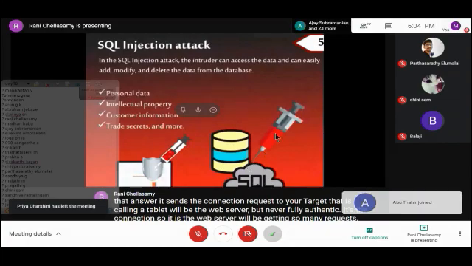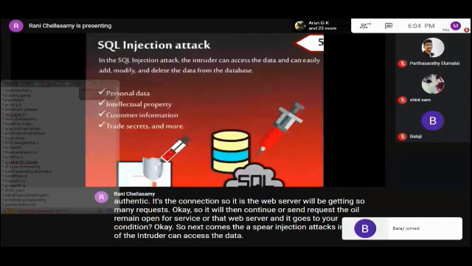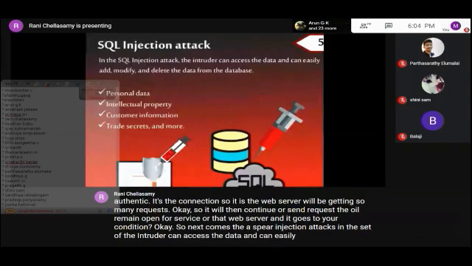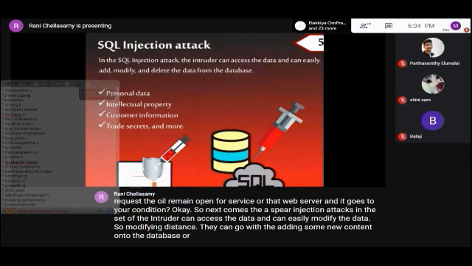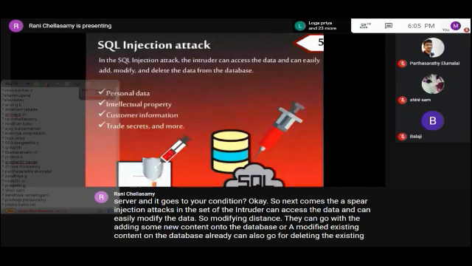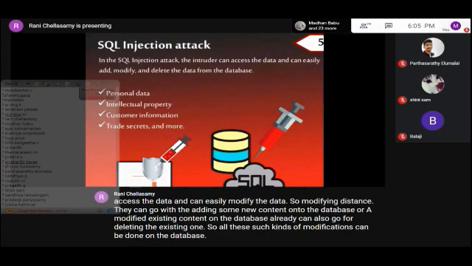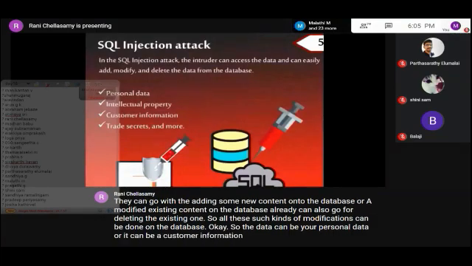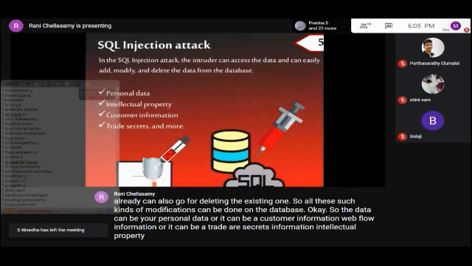Okay, so next comes the SQL injection attack. In this attack, the intruder can access the data and can easily modify the data also. Modify, in the sense, they can add some new content to the database, modify the existing content, or delete the existing content. All these kinds of modifications can be done on the database. The data can be personal data, customer information, employee information, trade secrets, or intellectual property information.